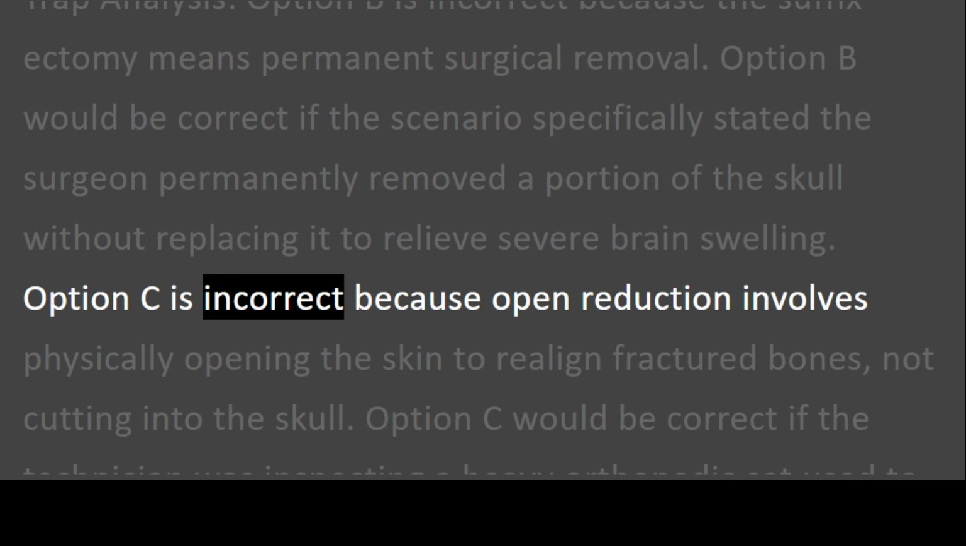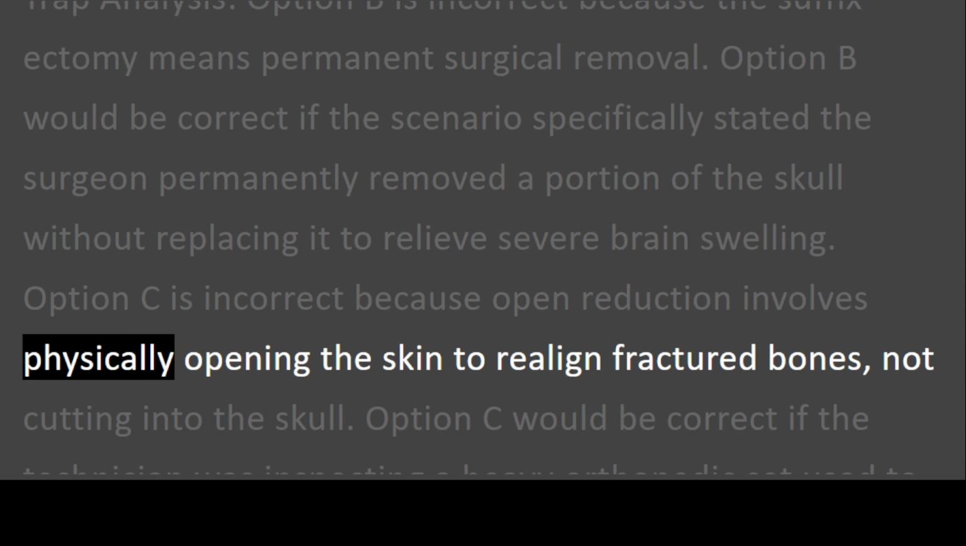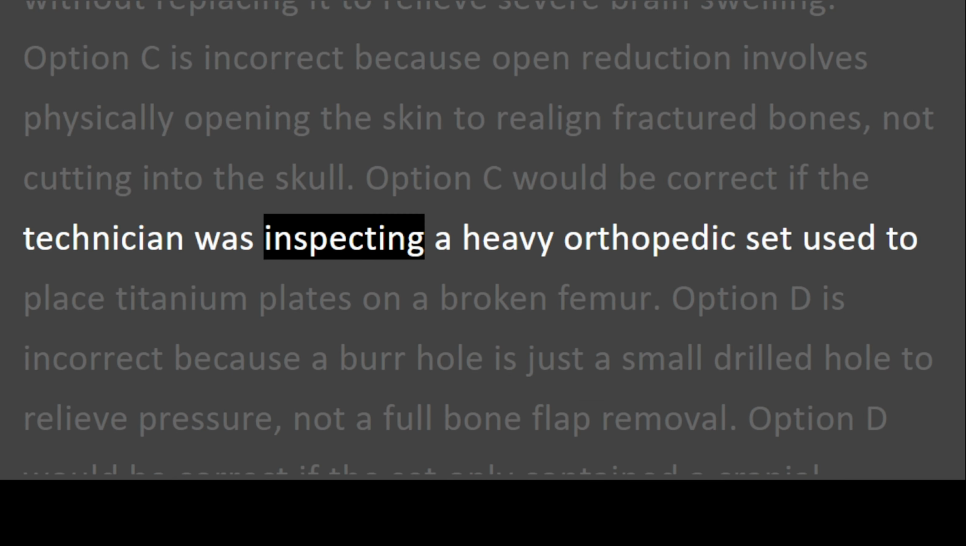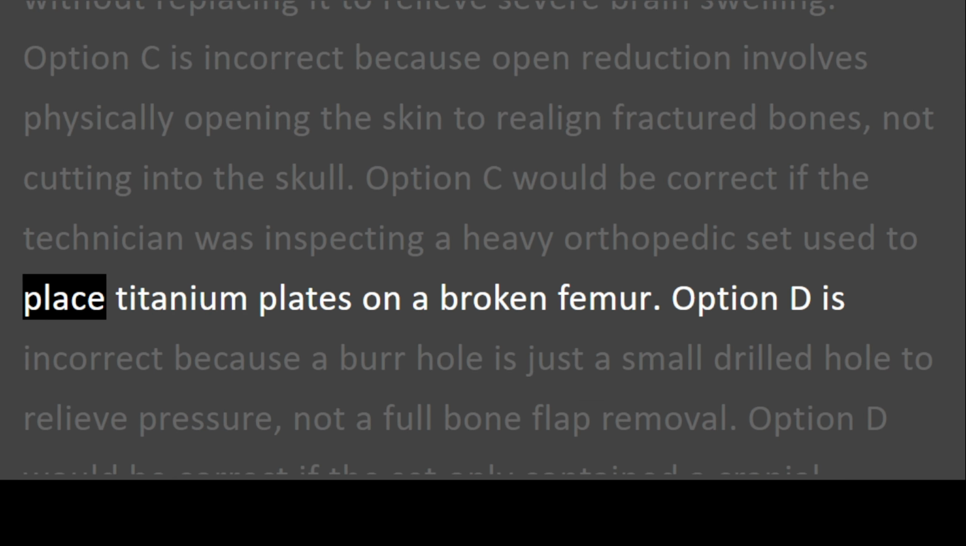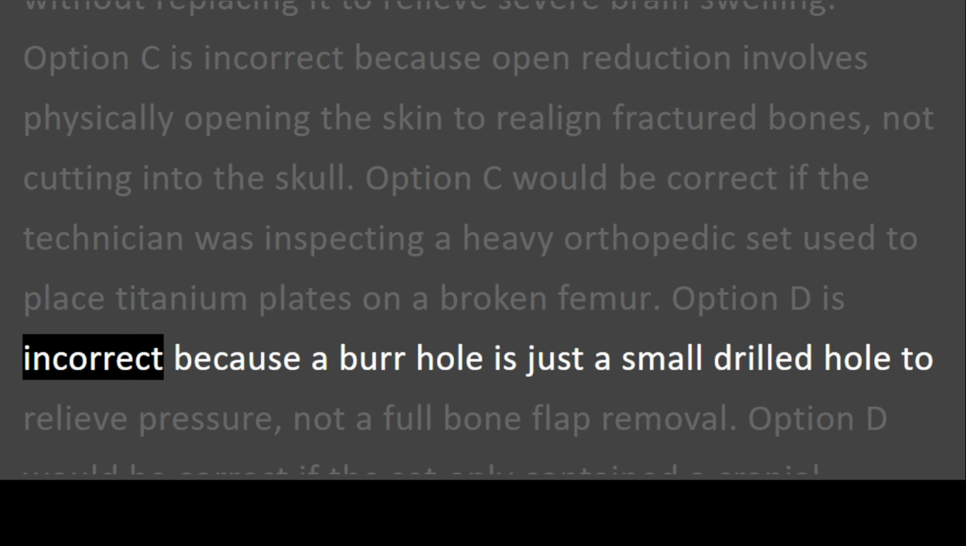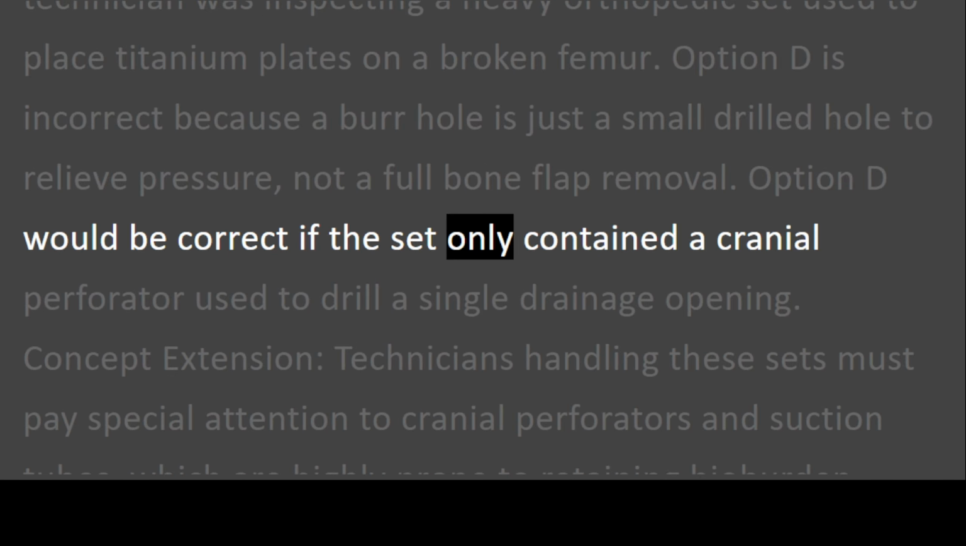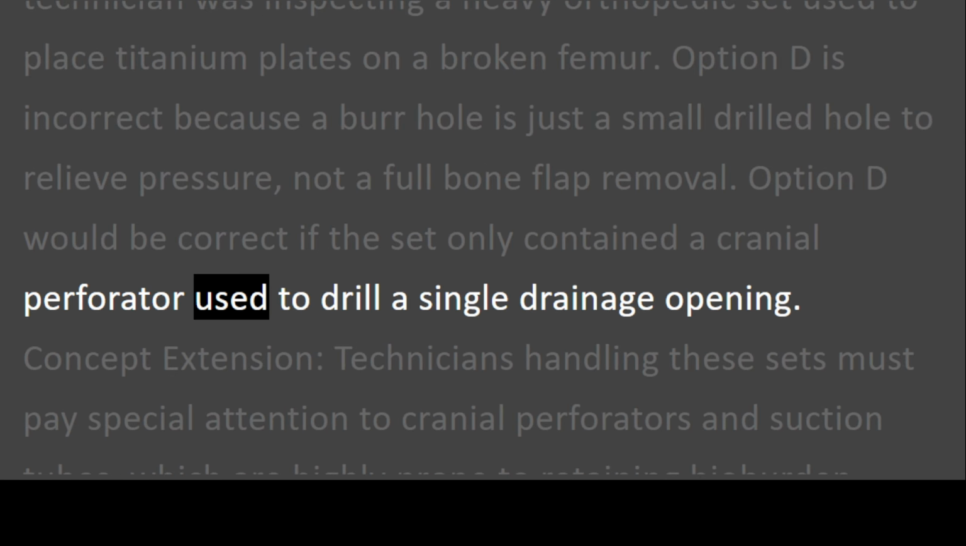Option C is incorrect because open reduction involves physically opening the skin to realign fractured bones, not cutting into the skull. Option C would be correct if the technician was inspecting a heavy orthopedic set used to place titanium plates on a broken femur. Option D is incorrect because a burr hole is just a small drilled hole to relieve pressure, not a full bone flap removal. Option D would be correct if the set only contained a cranial perforator used to drill a single drainage opening.